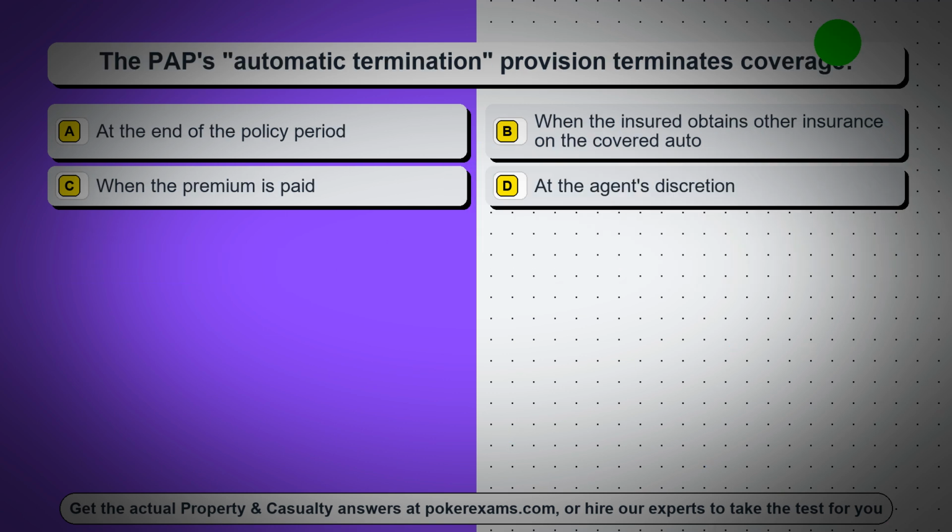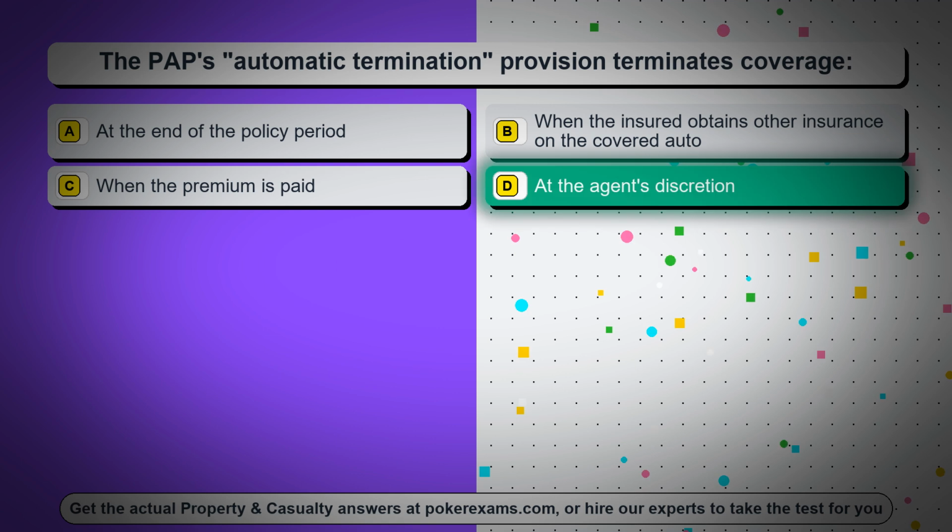Question 30. The PAP's automatic termination provision terminates coverage. Option A, at the end of the policy period. Option B, when the insured obtains other insurance on the covered auto. Option C, when the premium is paid. Option D, at the agent's discretion. The correct answer is option D, at the agent's discretion.